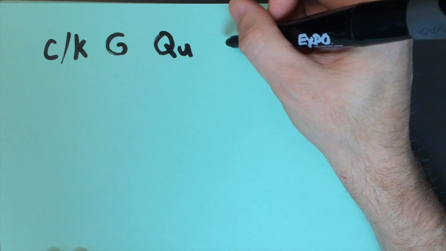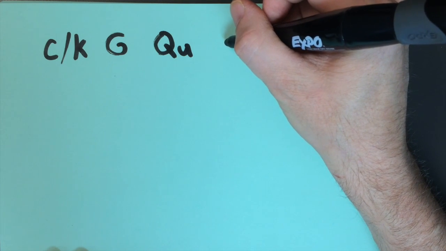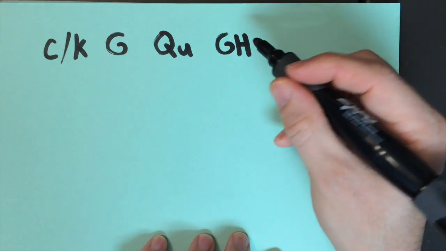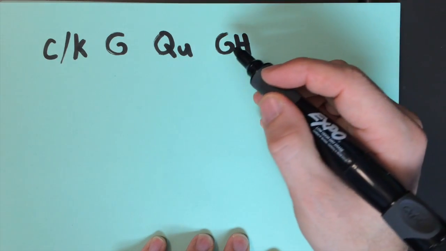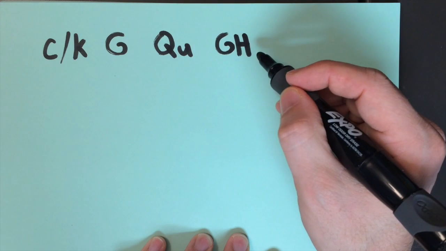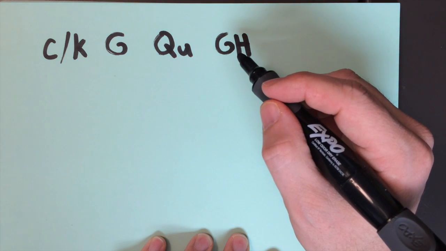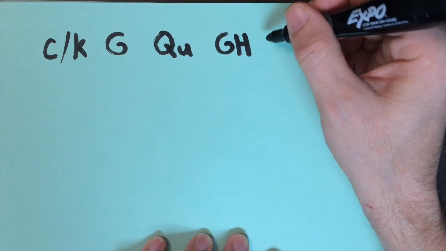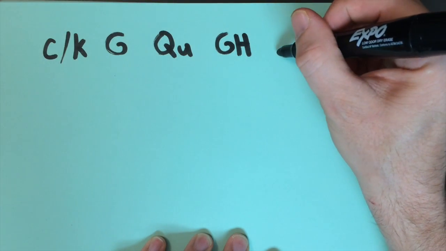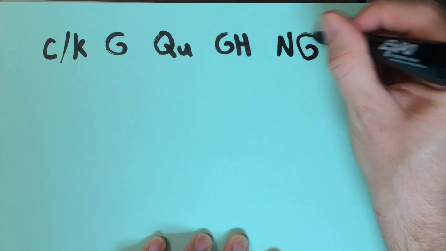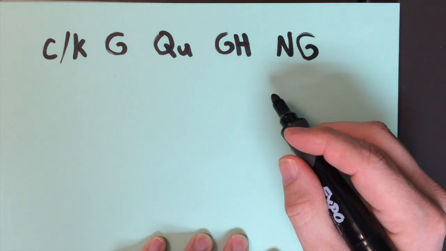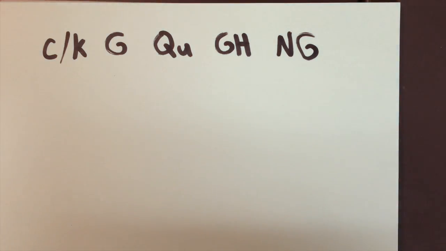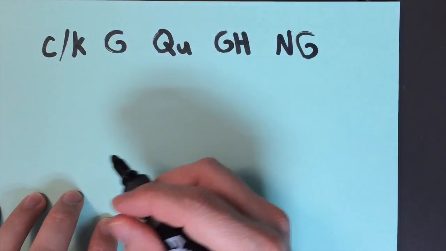And then we're going to learn about two symbols that make the sounds G, as in ghost or night. So we'll get to that. And then we'll end with the symbol that makes the NG sound, as in ring, king, etc. So let's learn how to make these symbols.